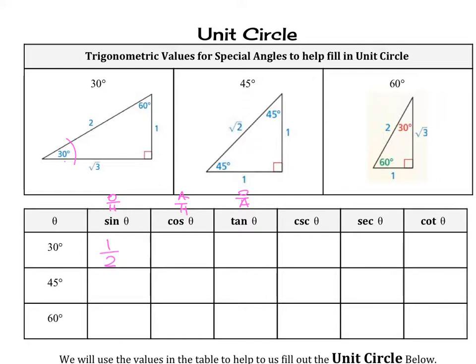And then let's continue on with cosine of 30 degrees. So cosine is adjacent, that is root 3 over the hypotenuse 2. Tangent is opposite over adjacent, so that's 1 over root 3, which simplifies to root 3 over 3. So let's find the cosecant. Cosecant is a reciprocal, so that's 2. Secant is a reciprocal, so that's going to be 2 over root 3, or 2 root 3 over 3. And then cotangent is just root 3.